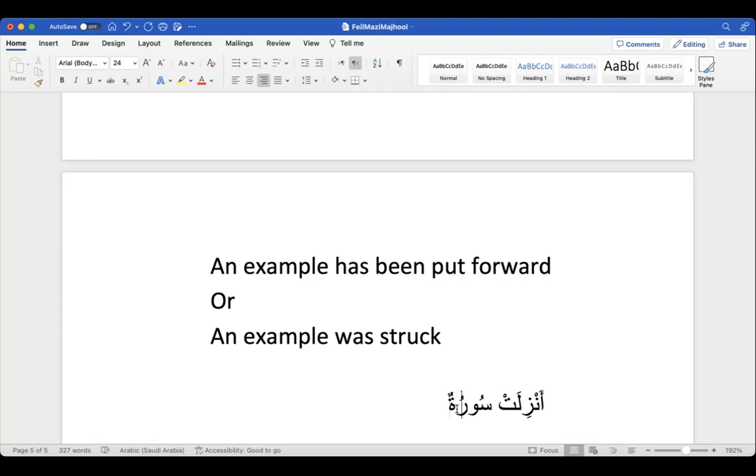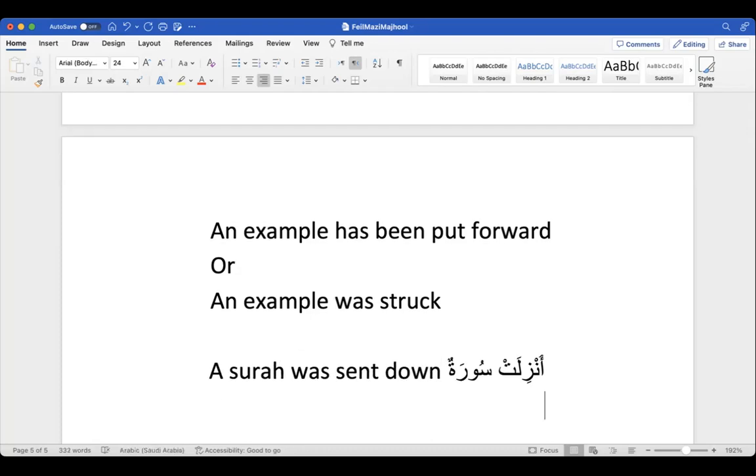Suratun. Suratun means surah. It is naibul fail, because it has the property of naibul fail: it comes after fail mazi majhul, hiya version, and it is marfu. So how will you translate this? A surah was sent down.